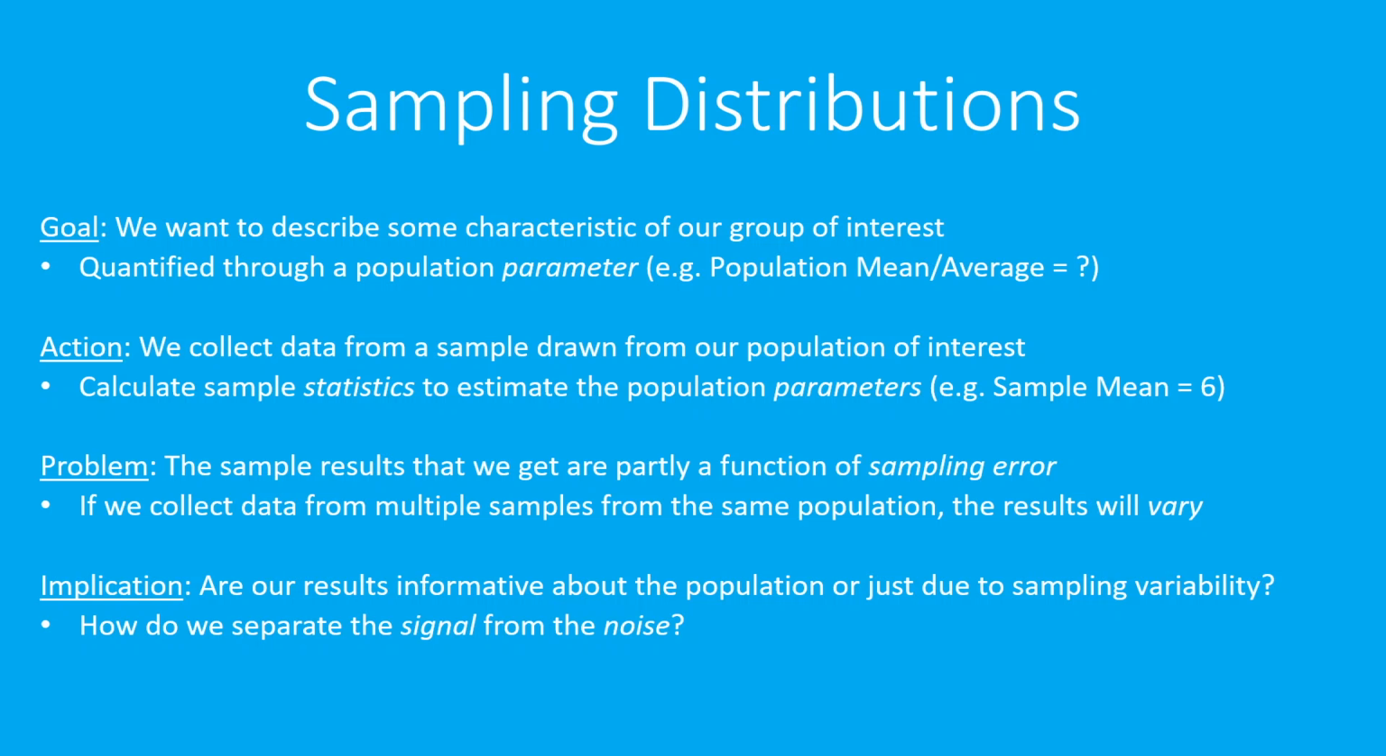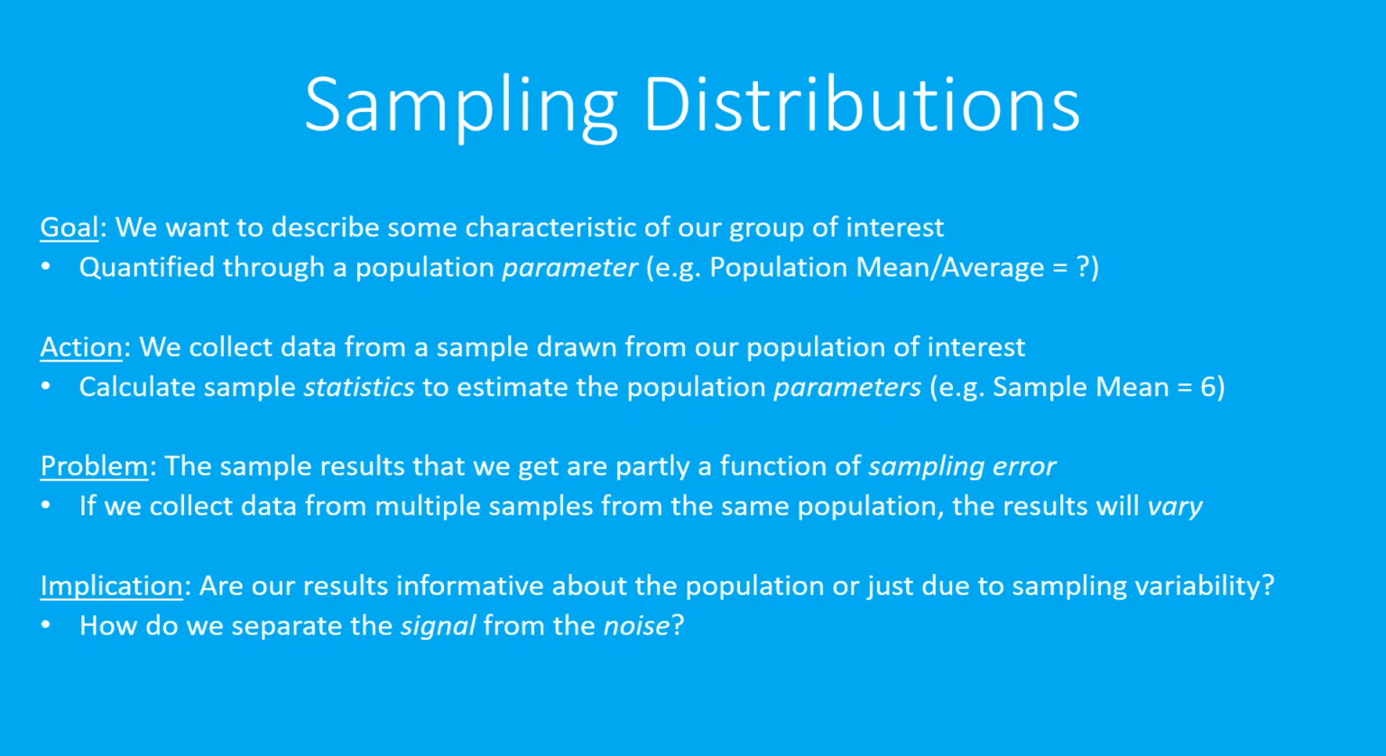As an example, we might be interested in the population mean or average, and that's unknown, right? That's why we have the question mark there. So our action is that we might collect data from a sample that's drawn from our population of interest. We would then calculate a sample statistic to estimate this population parameter. So if our goal is to estimate our population mean, we might collect data and then calculate the sample mean, which might be 6 in this example. We collect data and that's our observed data, and we're able to actually calculate this sample statistic, and that's our best estimate of the population mean.